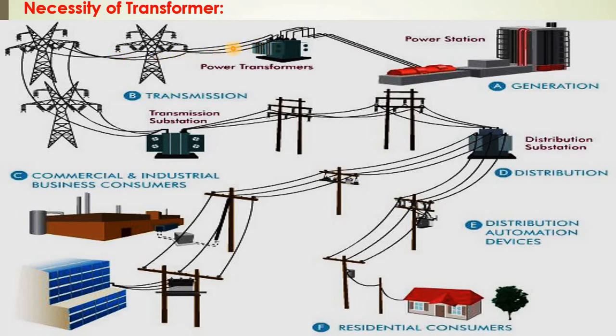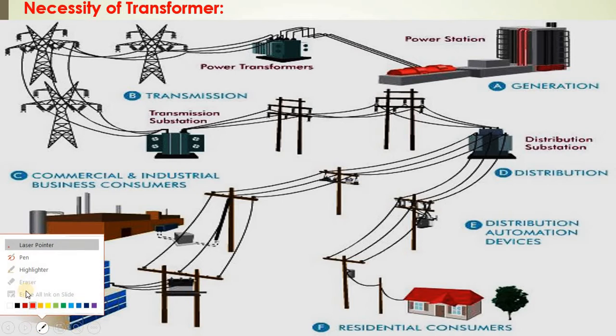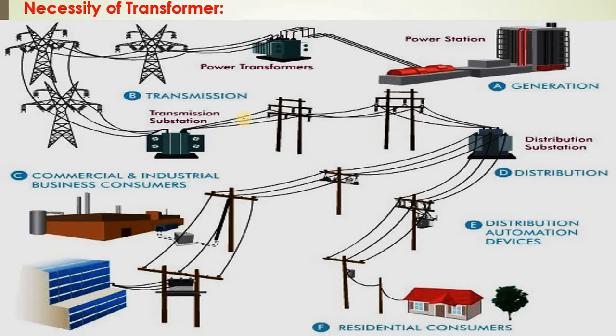Why change the voltage level? See, if we take the equation of power, P equals VI cos phi. This is single phase power. If it is three phase power, then P equals root 3 VL IL cos phi.